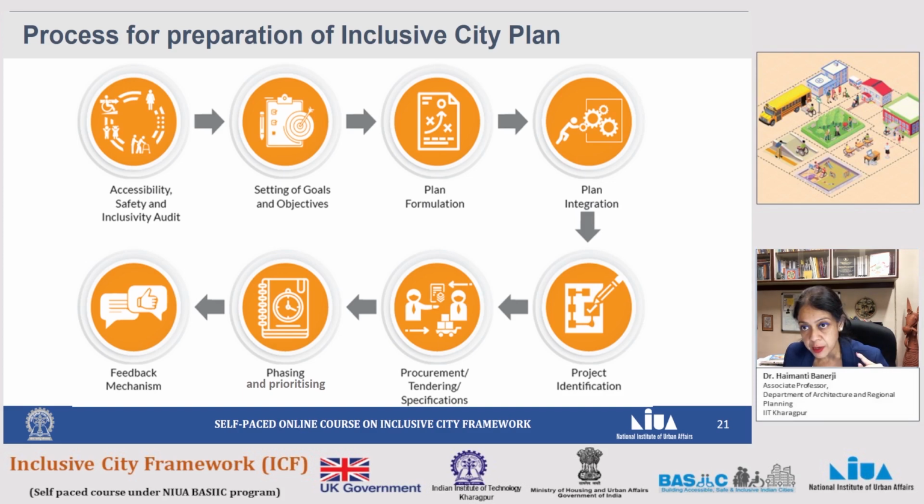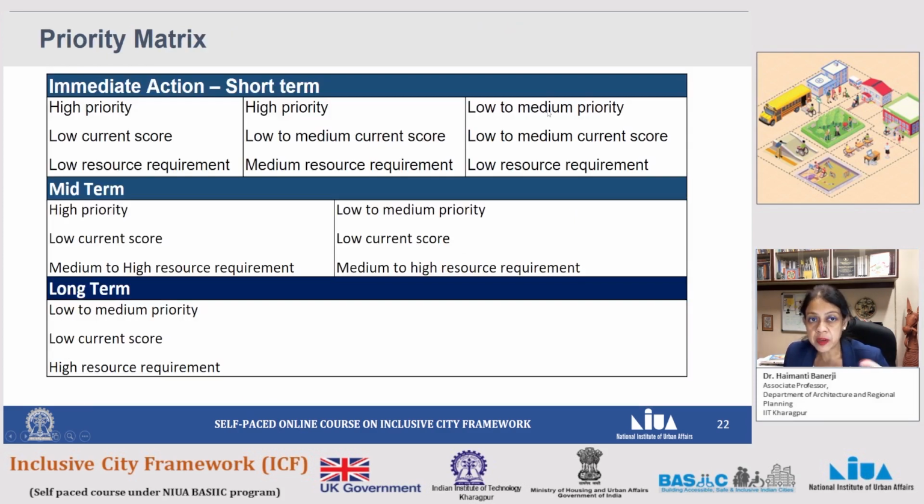Next stage is project identification and prioritization. So how do we do that? Based on priorities, ground situations and fund availability. Like we have talked about a kind of priority matrix which may be formed, in which a combination of high priority, low current score and low resource requirement will be shortlisted for immediate action, and a combination of low to medium priority, low current score and high resource requirement will be marked as a long-term action.